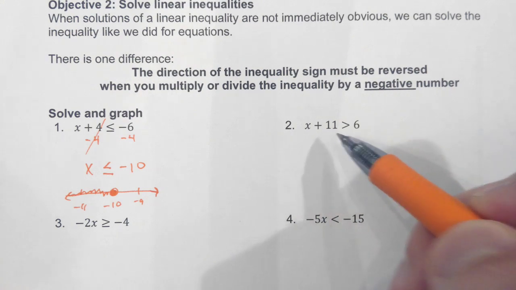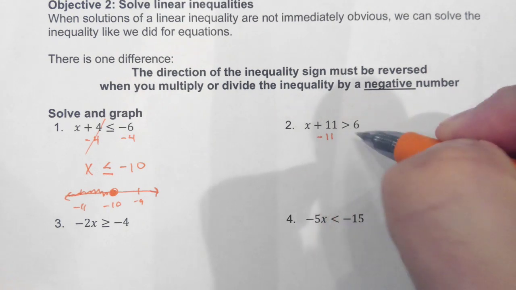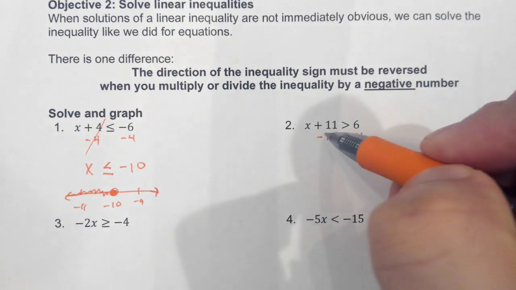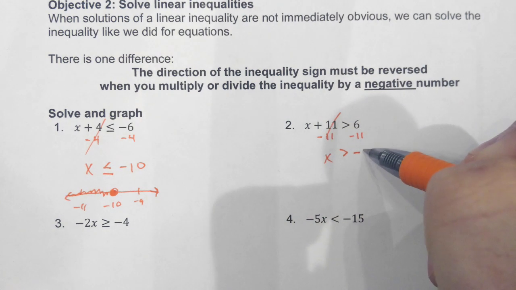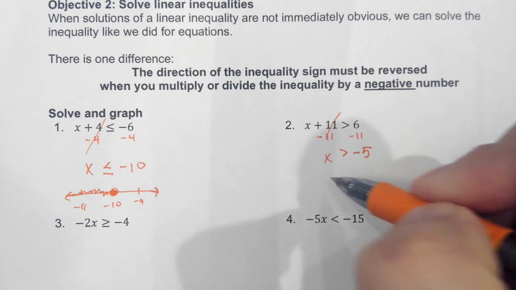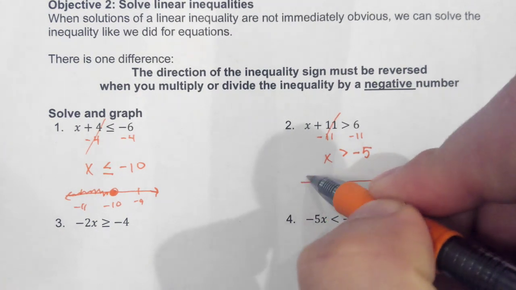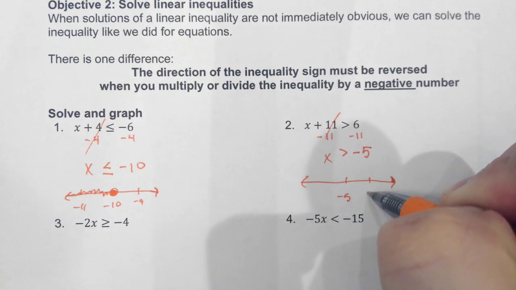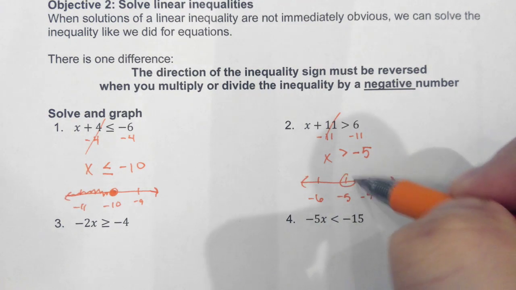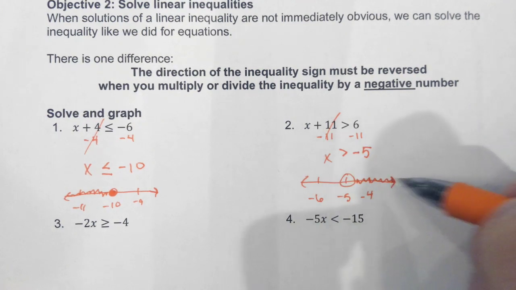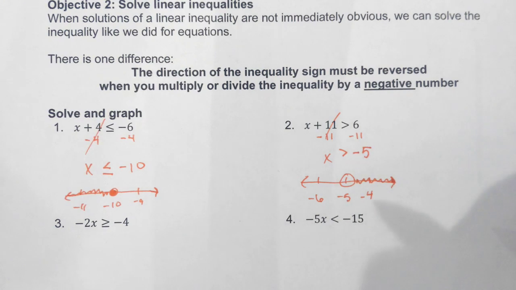Nice and easy. Again, solve this one by subtracting 11 from both sides of the inequality. x is greater than 6 minus 11, which is negative 5. So we'd put negative 5 in the middle, negative 4 would be to the right, negative 6 would be to the left. It'd be an open circle on negative 5 and shaded to the right. Those are the values that are bigger than negative 5.